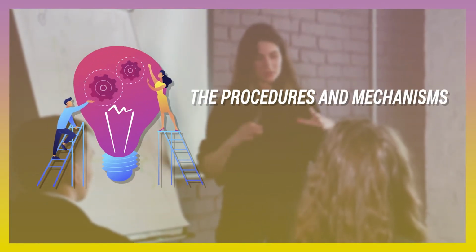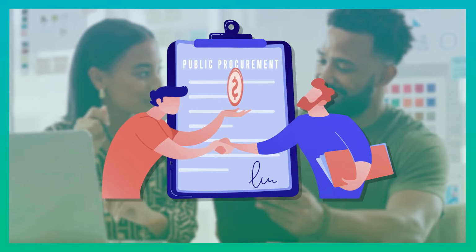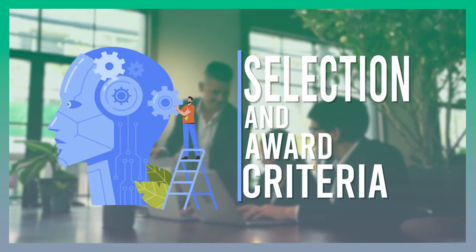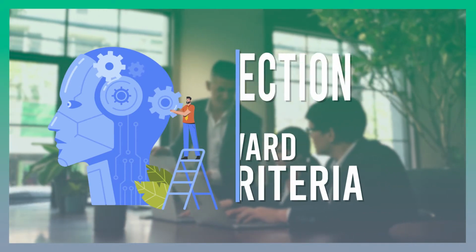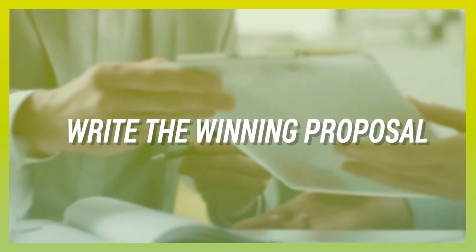This module will help you understand the procedures and mechanisms in public tenders, being the basis for participation in public procurement, both ordinary procurement and innovation procurement. The module will also enable you to understand the differences between selection and award criteria, as well as to read tender documentation and to write the winning proposal.